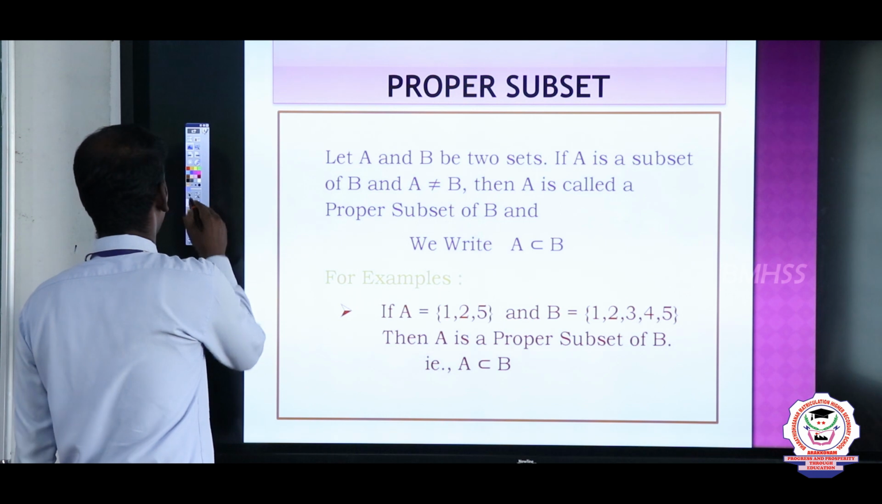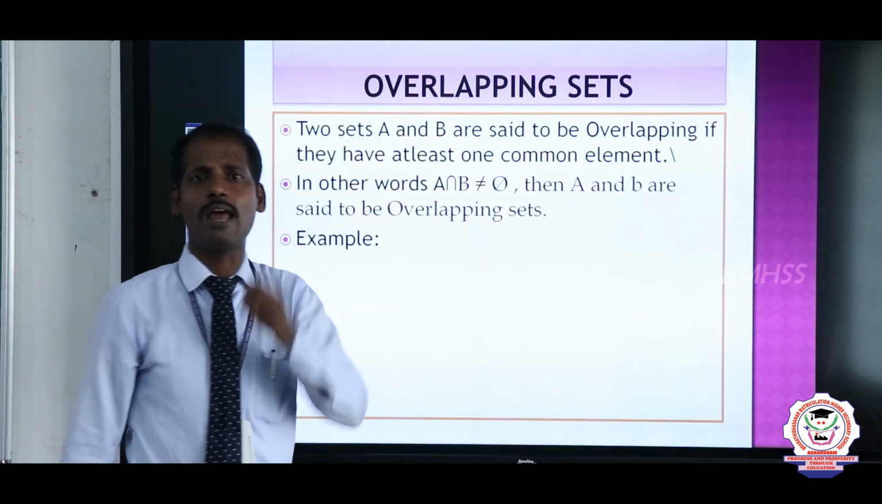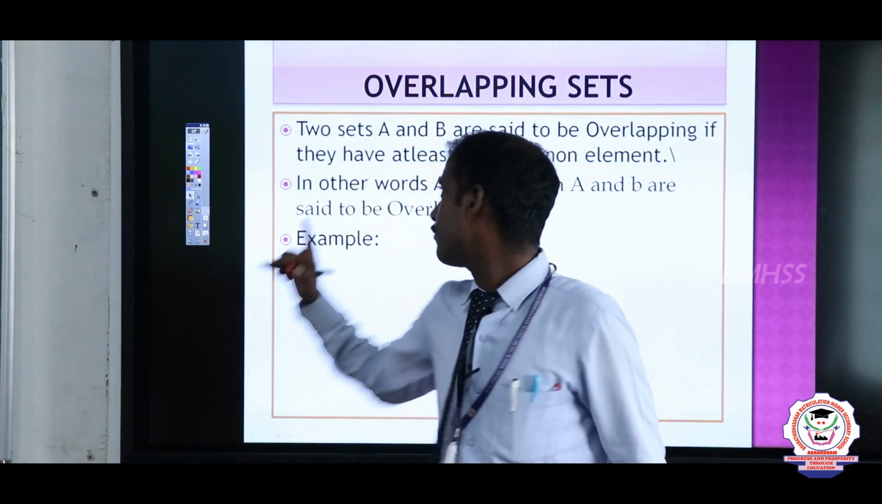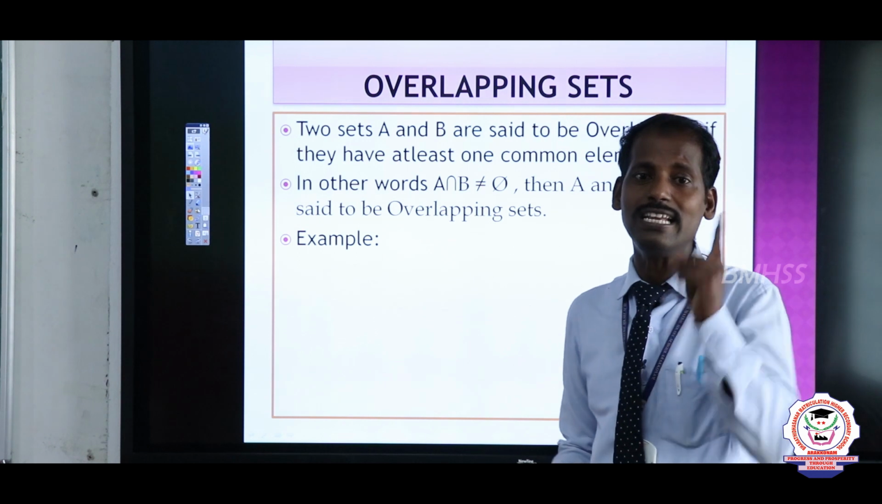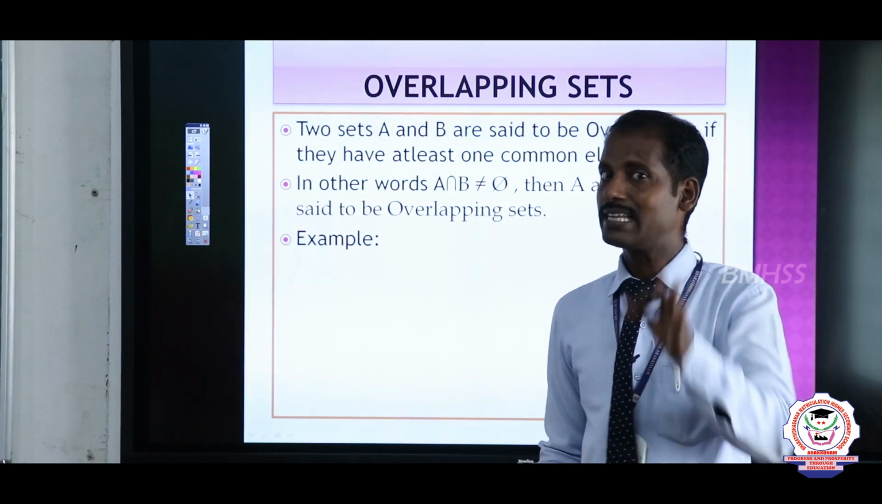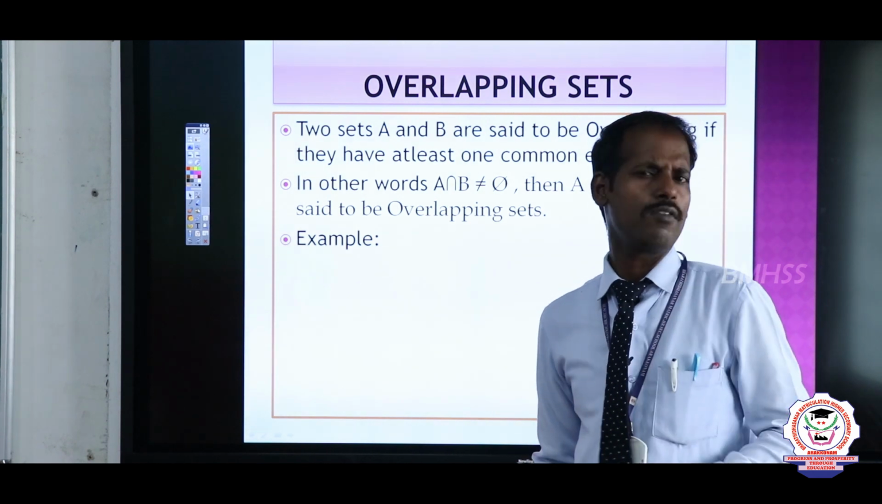Next, overlapping set. What is an overlapping set? Here two sets A and B are said to be overlapping if they have at least one element in common. That is the important point. If any one of the elements is common, that is called an overlapping set.